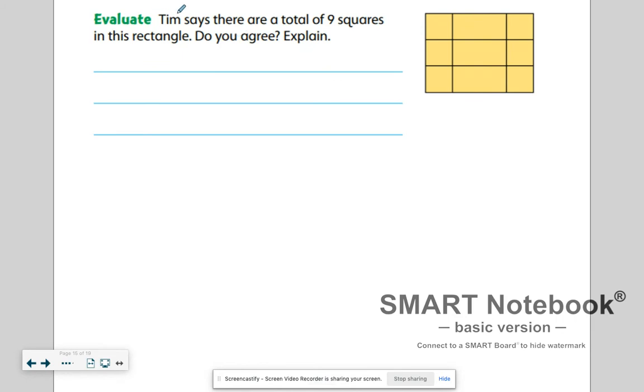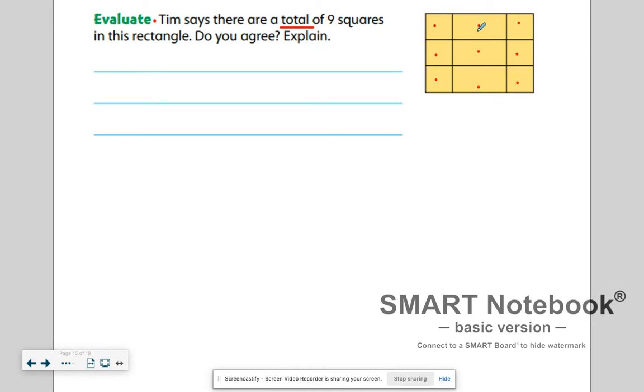All right, next one, it says, Tim says there are a total of 9 squares in this rectangle. Do you agree? Explain. So let's read that again. Tim says there are a total of 9 squares in this rectangle. Do you agree? Explain. So let's count. 1, 2, 3, 4, 5, 6, 7, 8, 9. Well, if you count them individually, there are 9.